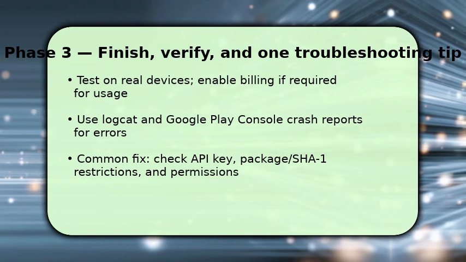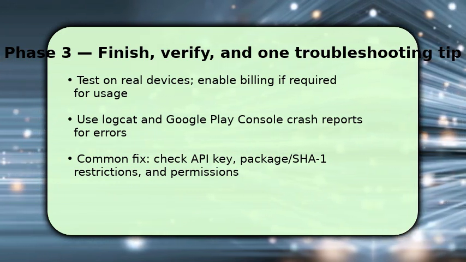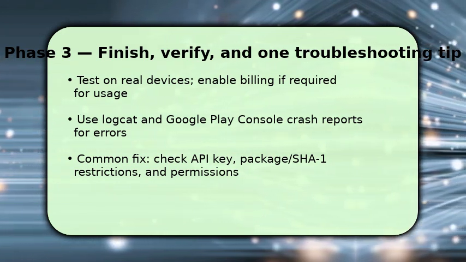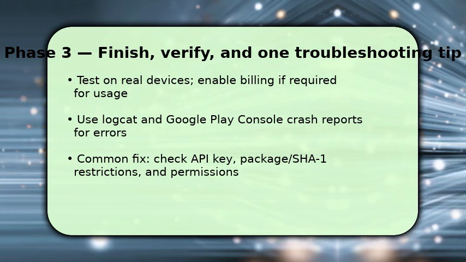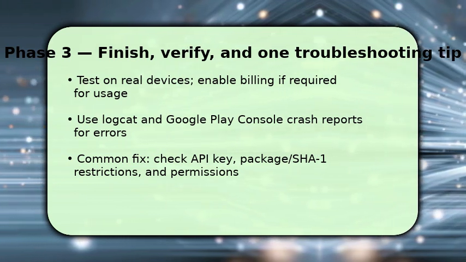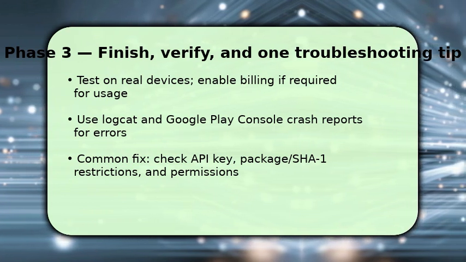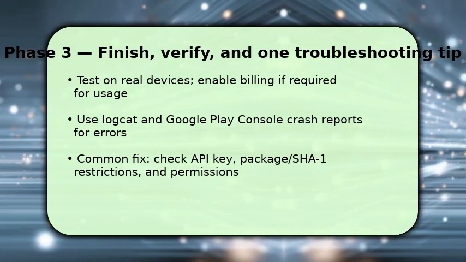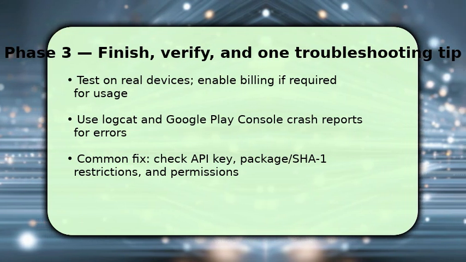If the map shows a gray grid or no tiles, check your API key restrictions, package name, and SHA1 fingerprint first, then confirm Android permissions were granted. For runtime crashes, consult Logcat and adjust ProGuard or API settings accordingly.